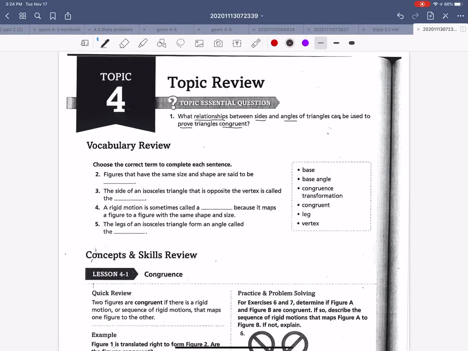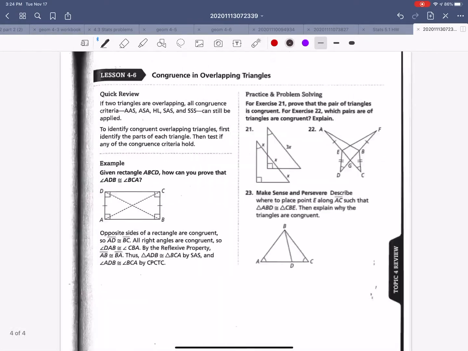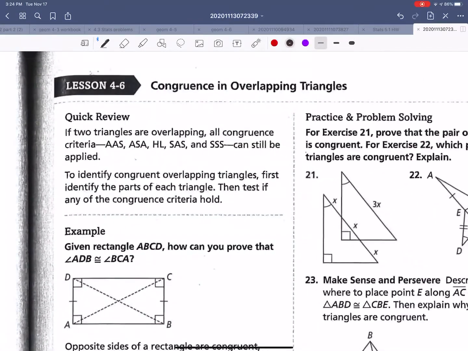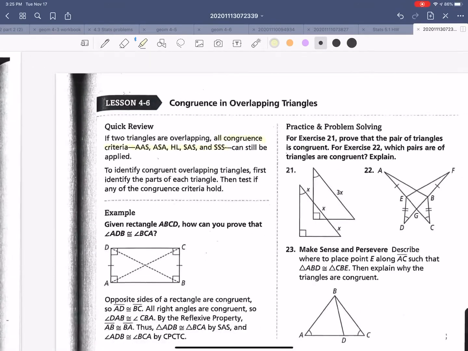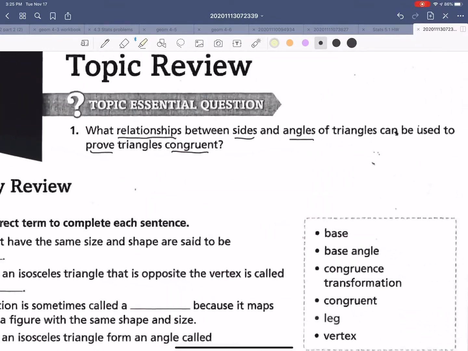So if you actually look through here, I think it actually sums this up in the last section. On the last page, it says that all congruence criteria is that if the order of the angles and the sides are in these patterns, then the two triangles are congruent. So that's essentially what we're looking for. And so those are the relationships.